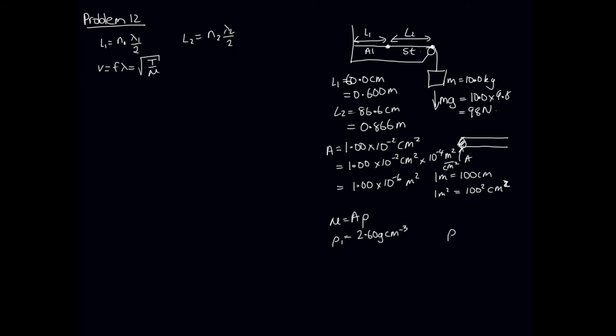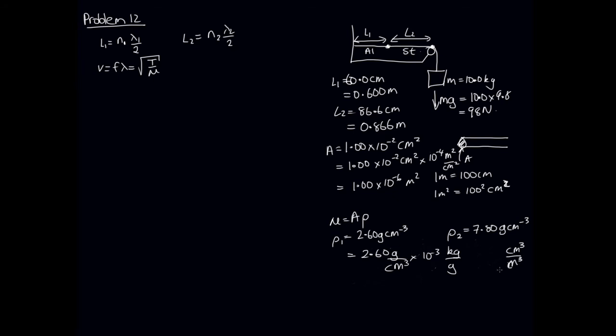And in steel, we've got the density is equal to 7.80 grams per centimeter cubed. Okay, now we want to put this into SI units. So this is 2.60 grams over centimeters cubed. First of all, let's convert from the grams to the kilograms. So in 1 kilogram, we have 10 to the minus 3 grams, 1 divided by 1,000. And the other thing we want to do is convert from centimeters cubed to meters cubed.